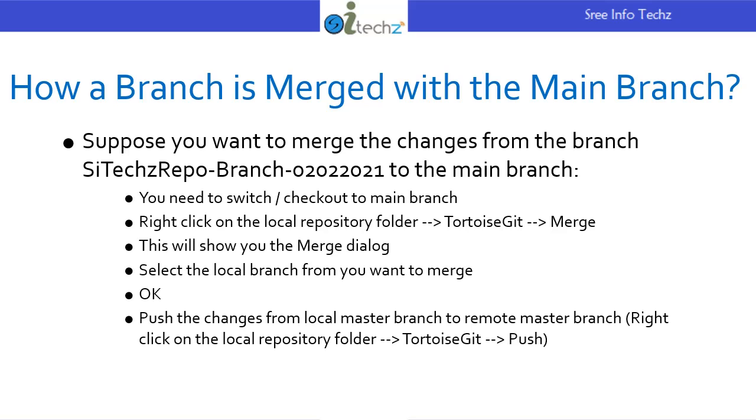And then, we need to push the changes from the local master branch to the remote master branch. For that, right-click on the local repository folder, then select TortoiseGit, and then click on Push. Now let me show you the demo.